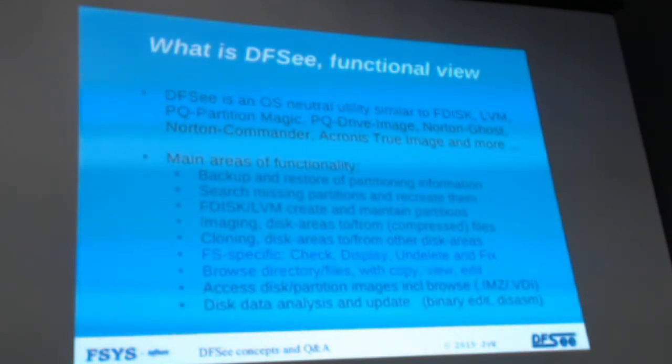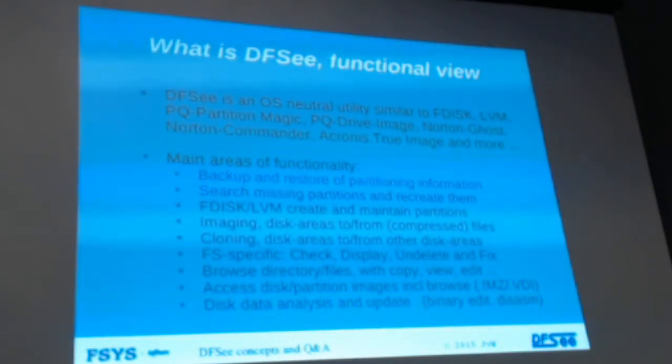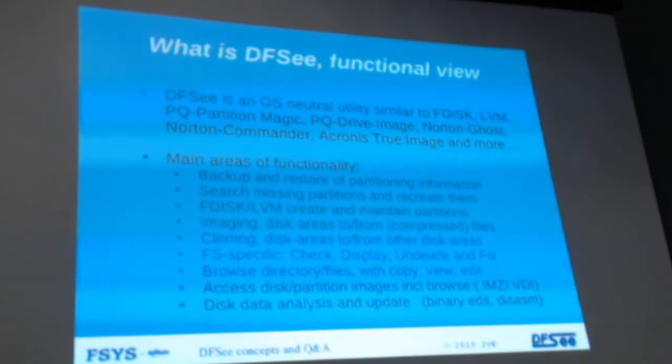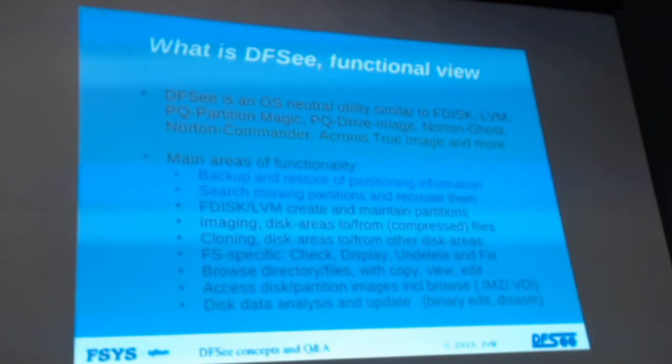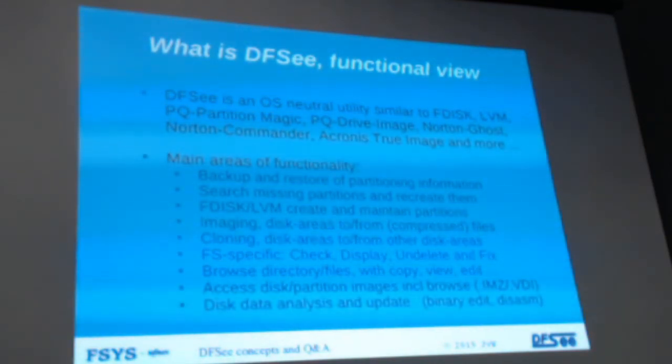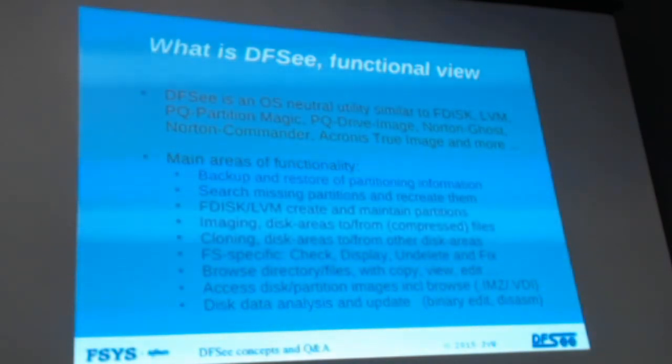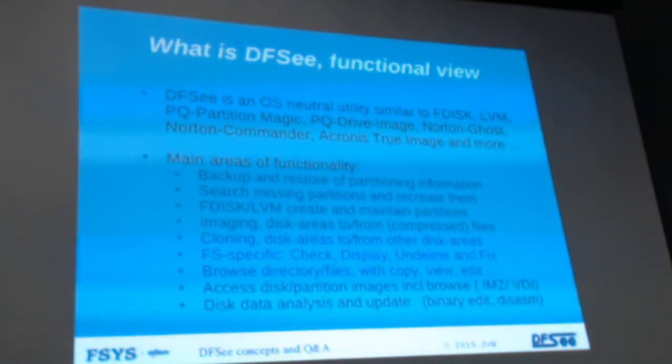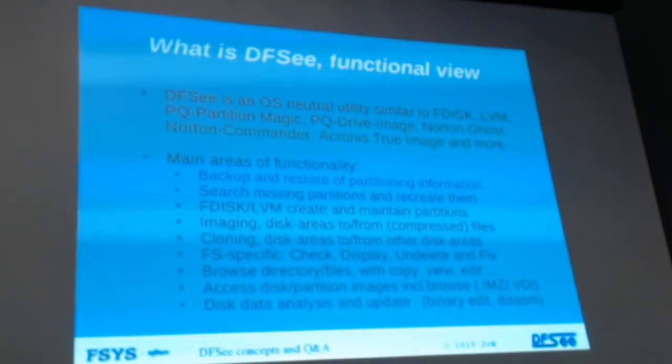And you can also access file systems not only directly from a disk or from a volume, but also from images. So if you create a compressed image file for a complete disk, for instance, using DFSee, you can open that image using DFSee and actually go into it, go into the partitions, go into the file system using the browser and copy a file out of it. So you can use it as a selective restore for a single file that you have kept in an image backup.